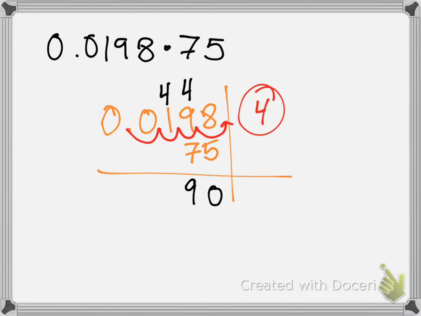And then 5 times 1 is 5, and then we add that 4, and we get 9. Do I need to do 5 times any of the zeros? Does it matter? No. So what do I do now?